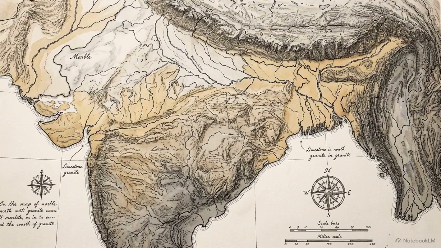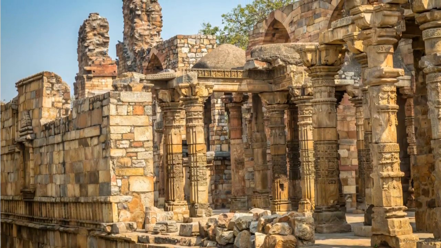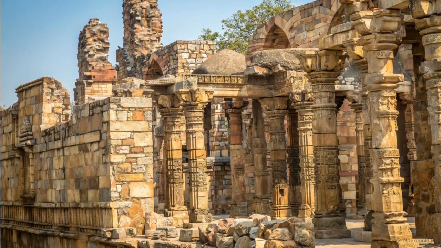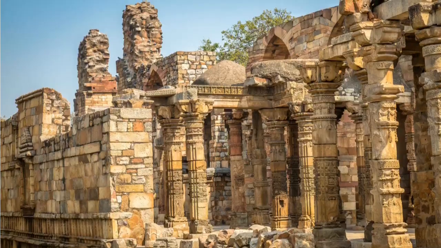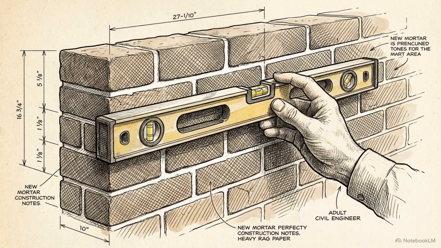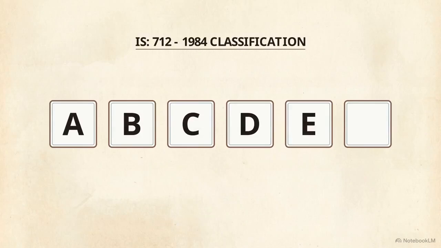India's vast geological diversity produces a wide variety of limestones. The intricate, load-bearing columns you see here survive because the builders understood the specific chemical properties of the lime they were using, a practice the modern code standardizes. The code defines 6 distinct classes of building lime, labeled simply A, B, C, D, E, and F.